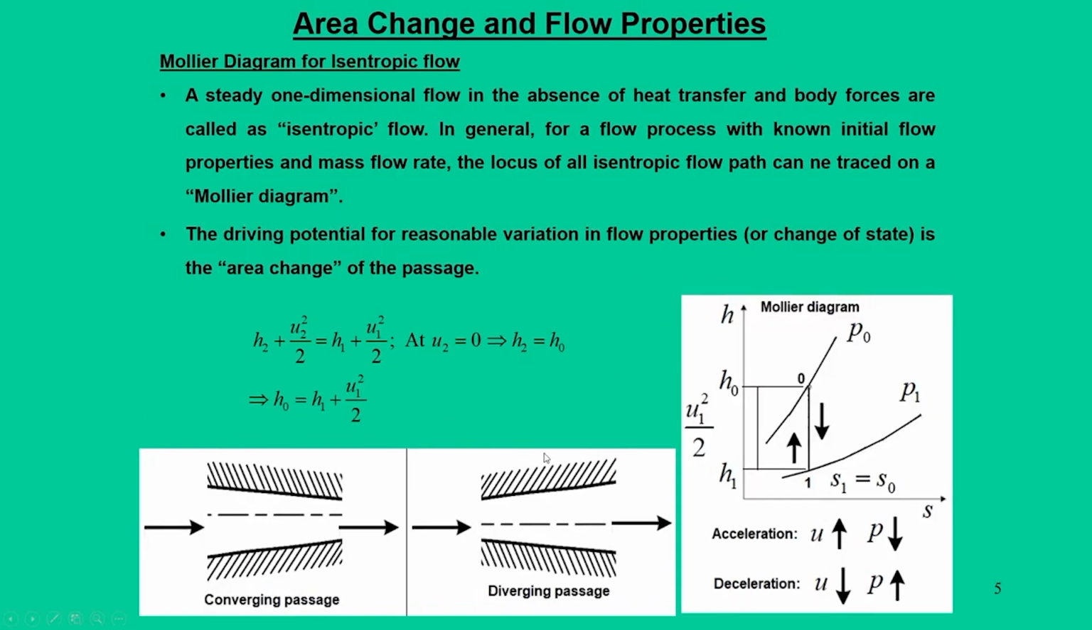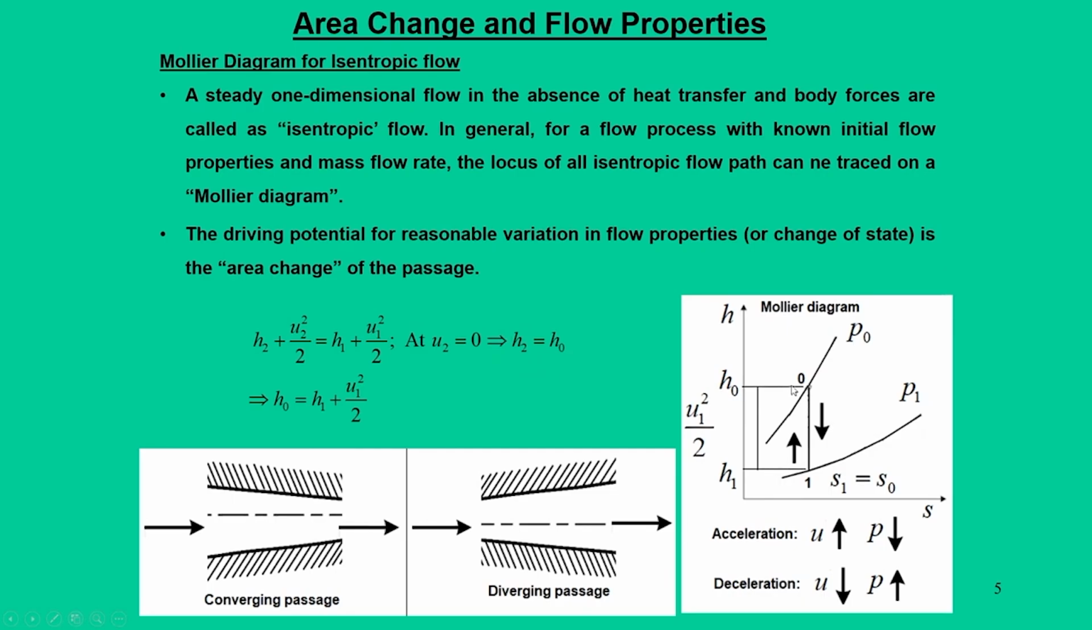Now, let us try to understand this same concept with respect to the Mollier diagram, because most of our analysis is referred to Mollier diagrams in which the flow expands. When flow expansion takes place from higher pressure to lower pressure, you can use the one dimensional equations where the enthalpy remains the same at two locations, and at one particular location the fluid starts with 0 velocity. So, the total enthalpy is nothing but the static enthalpy.